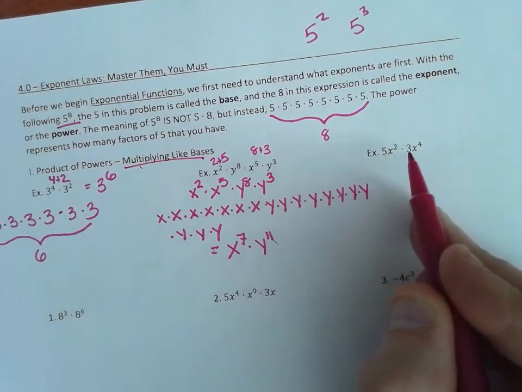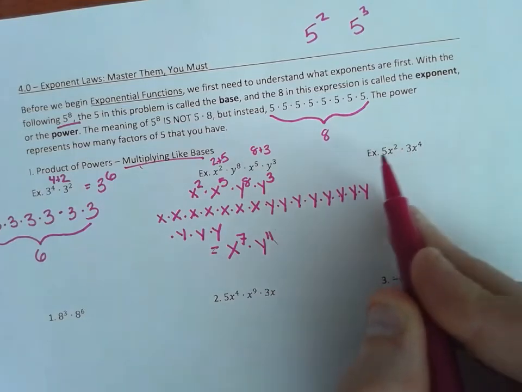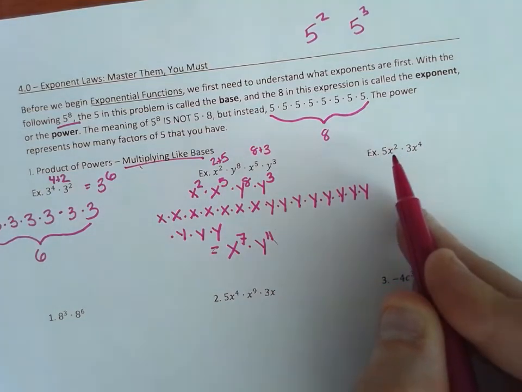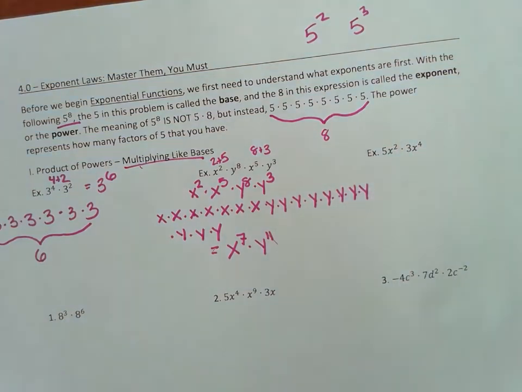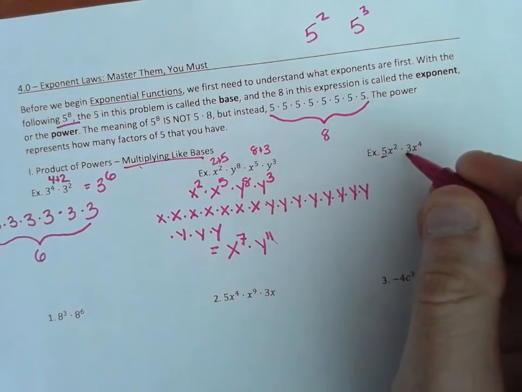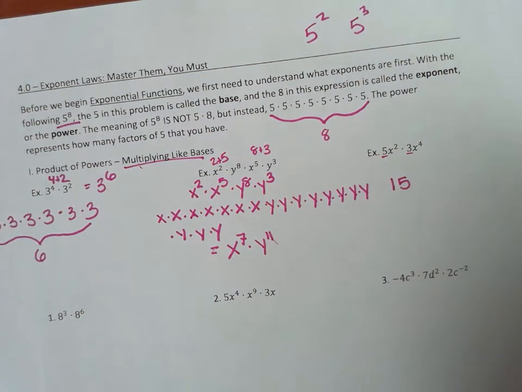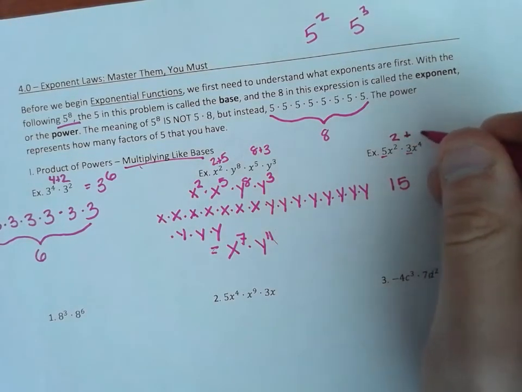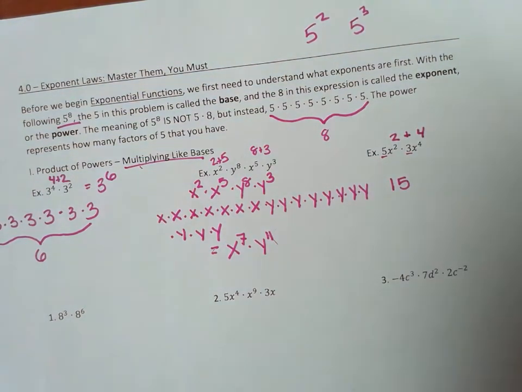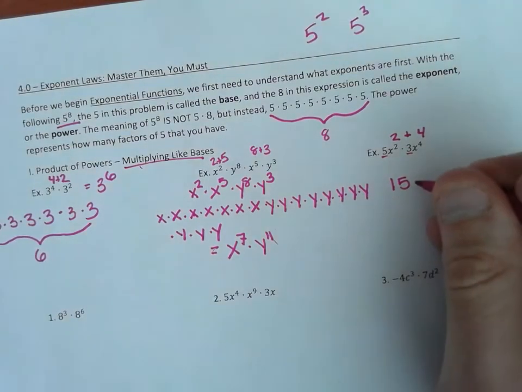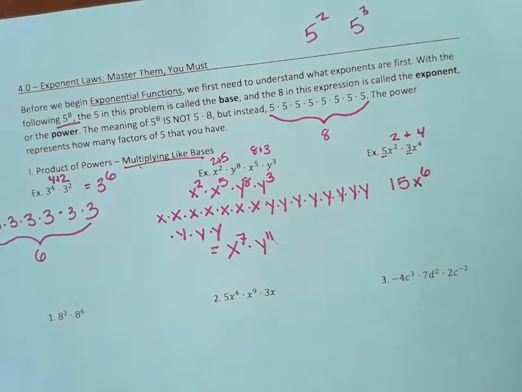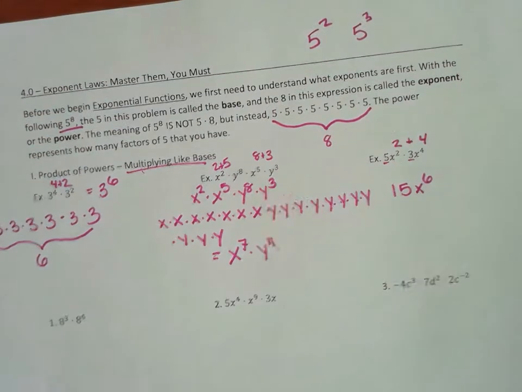You handle the coefficients just like the operation says. So since we're multiplying, I'm going to take my 5 and I'm going to take my 3, multiply it and get 15. Now, I have 2 factors of x here. I have 4 factors of x here. That means I'm going to have 6 factors of x altogether.